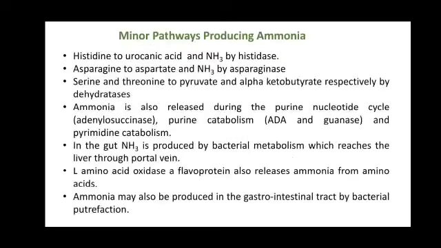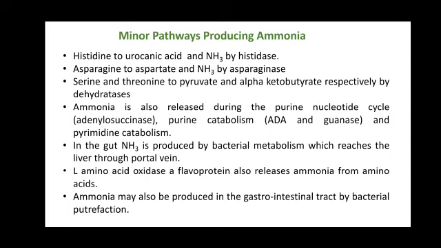And some other minor pathways produce ammonia, such as histidine to urocanic acid and NH3 by the histidase enzyme, which we saw earlier, and asparagine to aspartate by the asparaginase enzyme, and serine and threonine to pyruvate and alpha ketobutyrate respectively by the dehydratase. And ammonia is also released during the purine nucleotide cycle, and purine catabolism and pyrimidine catabolism.